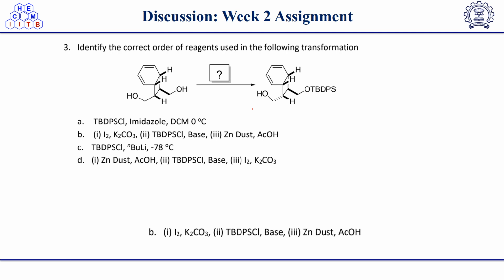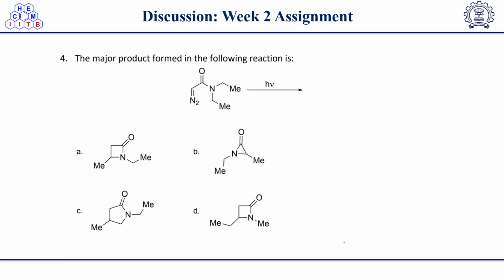So the correct sequence is iodine and K2CO3 for iodolactonization, then selective protection of the hydroxyl group using TBDPSCl and base, then opening of the ring formed and giving the desired product using zinc dust and acetic acid. I hope it's clear. We will move to the next question.